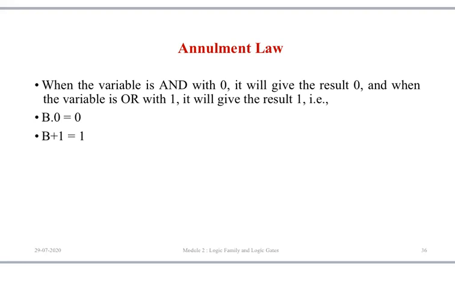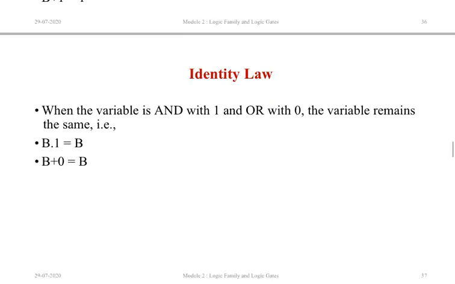So they have given this law a name, which is called the annulment law. Nobody will ask you what the annulment law is, but they will ask you what b plus 1 is, because you will require that. So b plus 1 is 1. Okay. Clear? Okay. Next is the identity law.